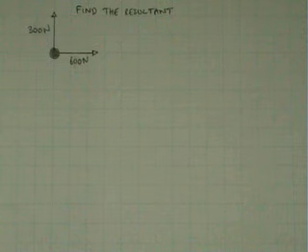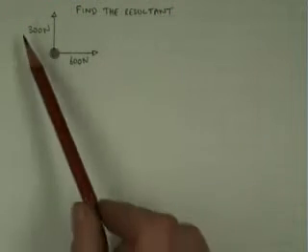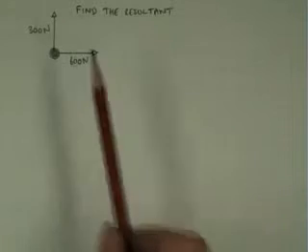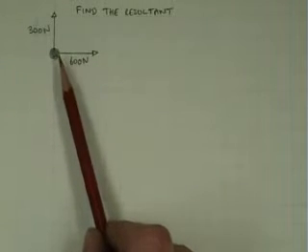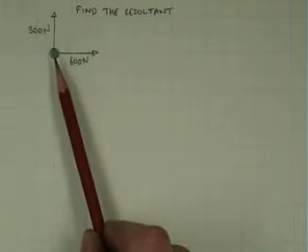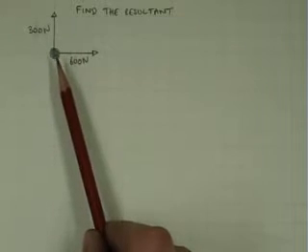In this example, we need to find the resultant of a force of 300 newtons that's at right angles to a force of 600 newtons. The blob there represents the object that they both act on, because of course there's no point adding together two forces unless the two forces act on the same object.